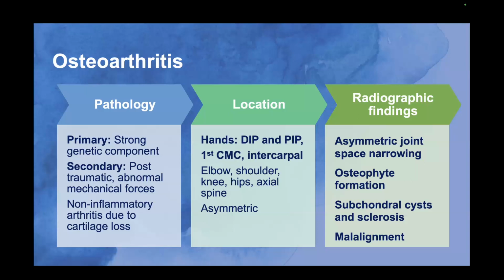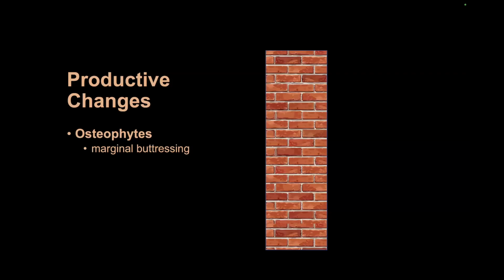So there is usually an asymmetric distribution, but the weight-bearing joints are often affected, so the hips and the knees, as well as throughout the spine and the facet joints. And then in the hands, it's more of a distal distribution, so DIP and PIP joints, as well as the thumb CMC joint. And as we learned, I think even in medical school, the classic radiographic changes are the 4 pillars of asymmetric joint space narrowing, osteophyte formation, subchondral cysts, and malalignment.